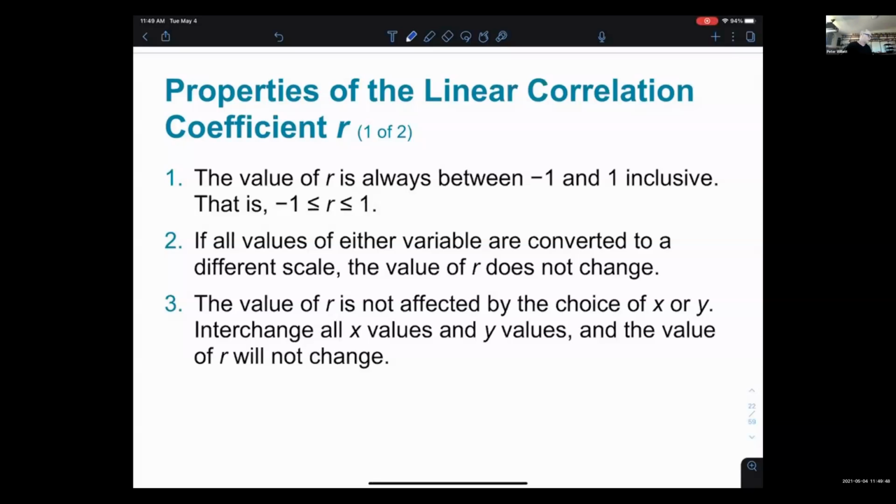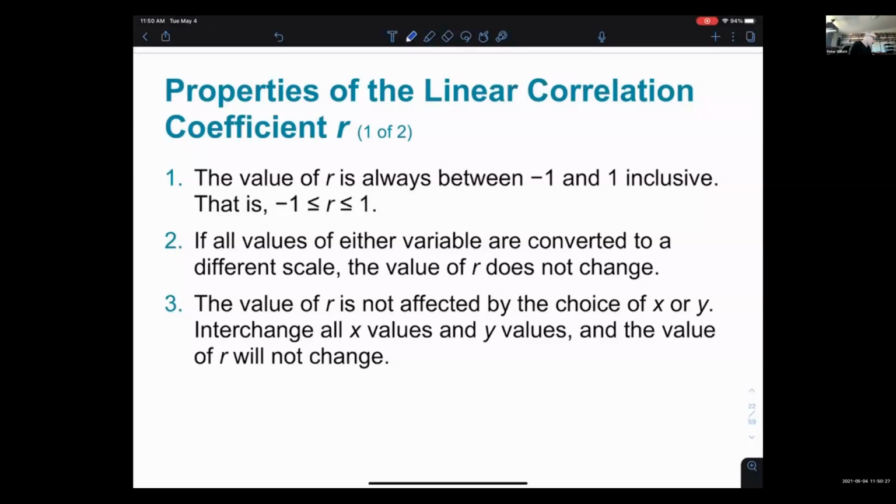And so it's a nice property to point out about R, that R does not change even if you change the scale that you're using to measure the data values. And it says the value of R is not affected by the choice of X or Y. So which one you call X and which one you call Y will not matter in terms of how far the data points are from the line that best goes down the middle. If I flip X and Y, the line will get flipped, the points will get flipped, but their proximity or closeness to the line will not be affected, and therefore R will not change based on that.